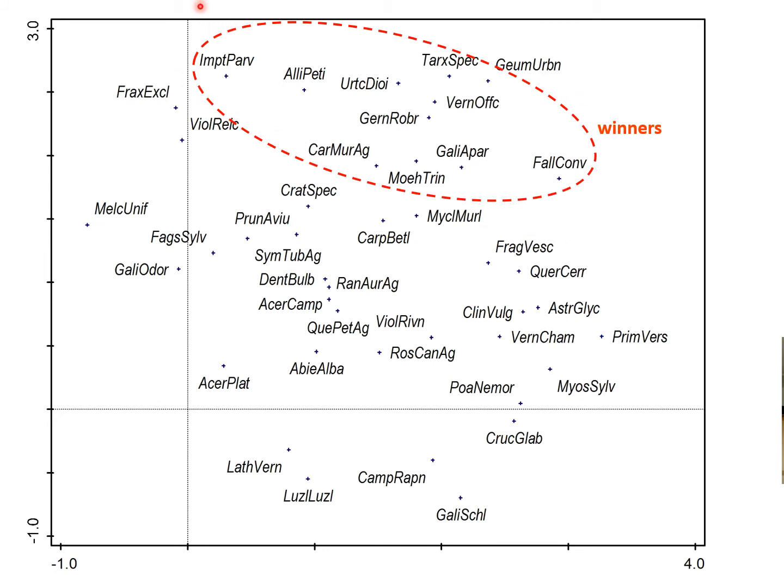Here you can see the winners, the species most responding to raking and cutting, which belong among nitrophytic and ruderal species, with only one exception, Veronica officinalis, which is more or less an oligotrophic species.